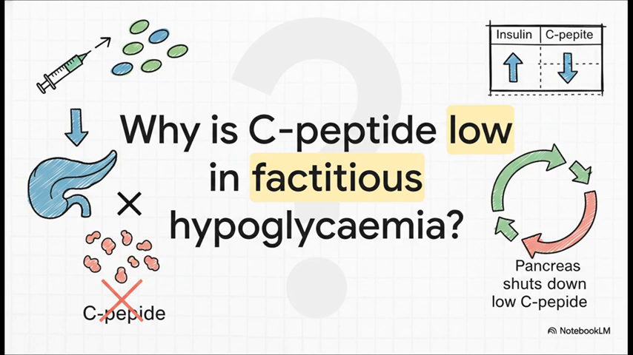So an injection is going to raise serum insulin levels for sure. But the body's own pancreas, sensing all that insulin and the low glucose, shuts down its own production. And the result? A suppressed C-peptide level. Nailing that distinction is the absolute key to making the diagnosis.